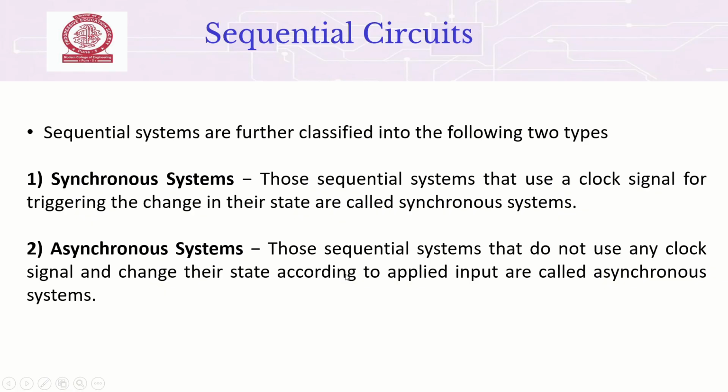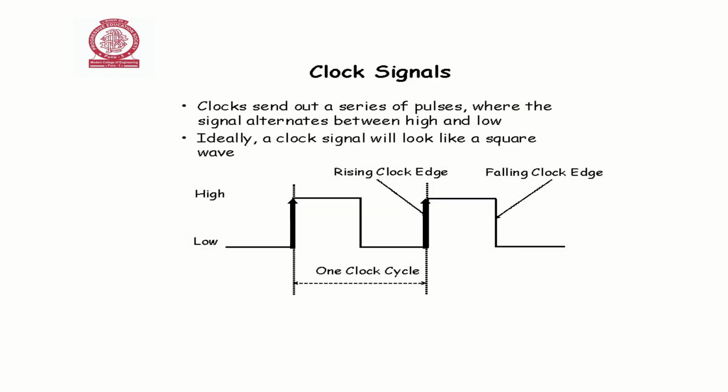Now, how are they classified? They are classified in two types: synchronous and asynchronous systems. Those sequential circuits that use a clock signal for triggering the change in their state are called synchronous systems. An asynchronous system does not use any clock signal and changes its state according to the applied input. So sequential circuits are of two types, synchronous and asynchronous, depending upon the clock signal, and you can differentiate between them.